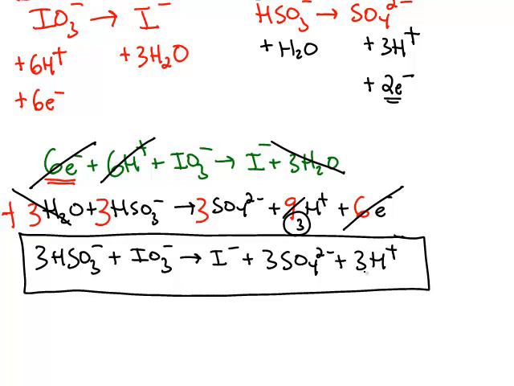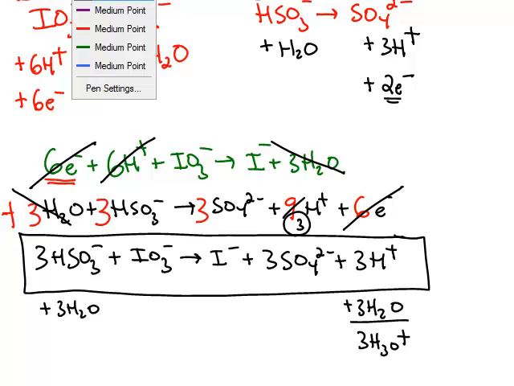If I wanted to rewrite this, I could add 3 water to the left and turn 3 H pluses into 3 hydroniums. But then I would also have to add 3 water to the reactant side.